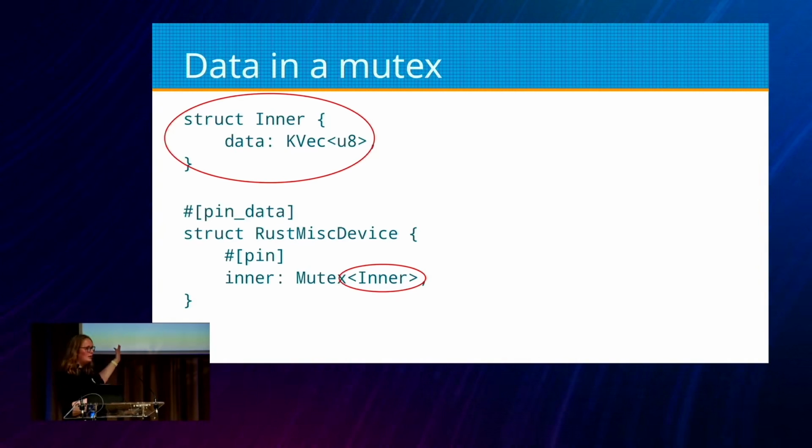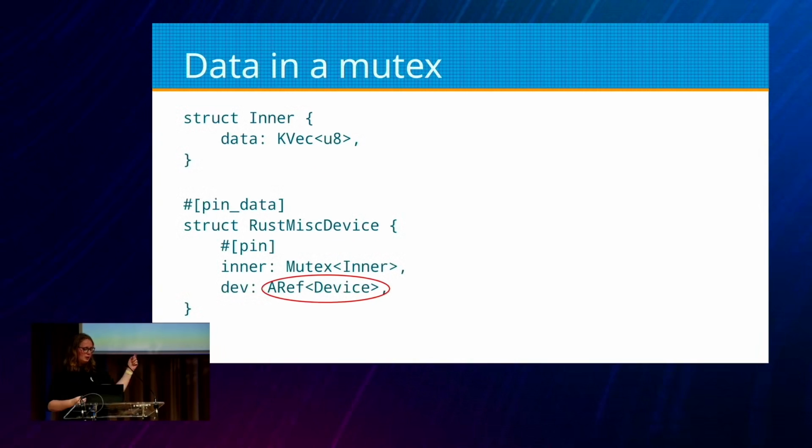This isn't the only way to do it, but most of the time this is how you're going to protect data by a lock in Rust. And if you have a field, here I added another field, if you have another field that is not protected by the lock, then you just don't put it inside the container. So it's not in the container, so it's not protected by the lock.